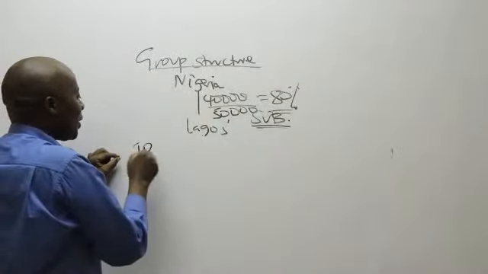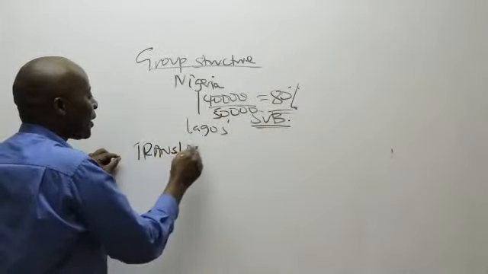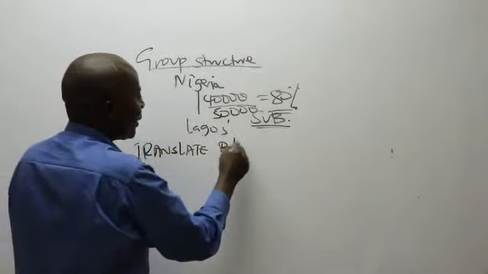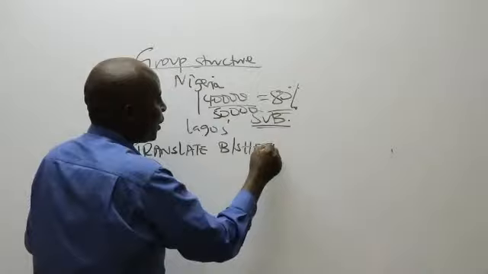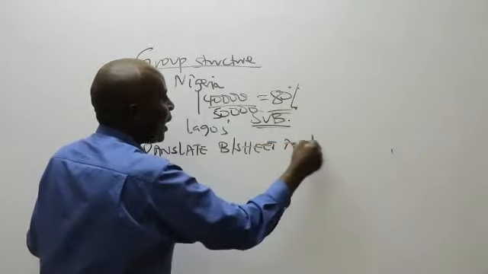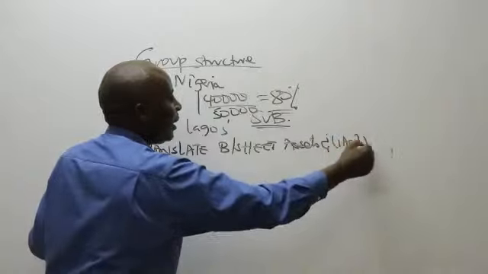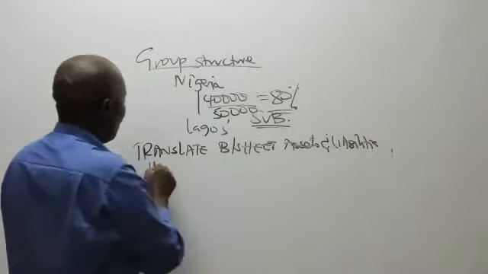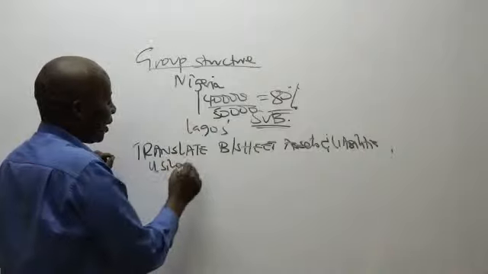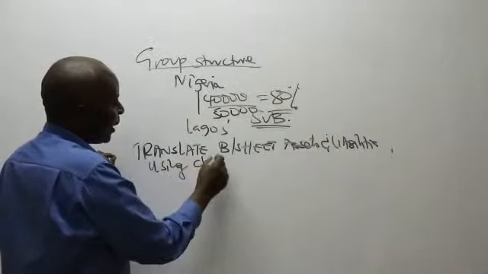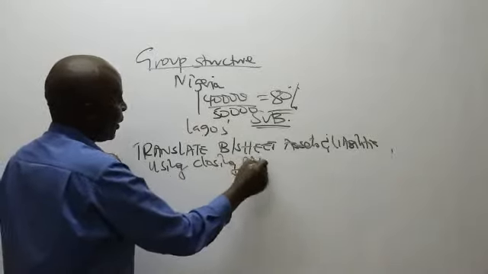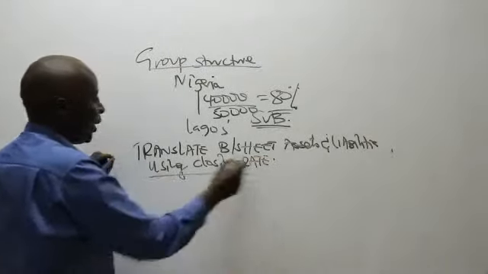So in this case here, translate the balance sheet, assets, and liabilities using the closing rate. Hebu tuone kama tunawezana na hii kitu kweli.